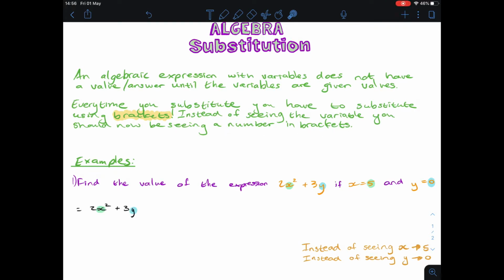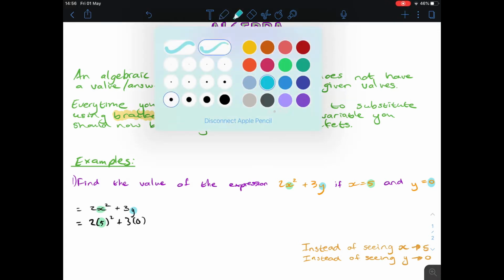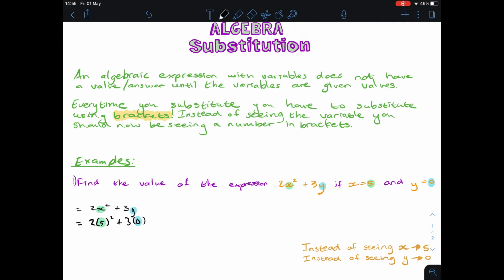So for example 1, it says find the value of the expression 2x squared plus 3y if x is equal to 5 and y is equal to 0. So instead of seeing the x, I need to see a 5. And instead of seeing a y, I need to see a 0. So this is then 2, and then in x's place, I need to see a 5, and then it's 5 in brackets squared. So the 5 is then in place of the x. Then it says plus 3, and instead of the y, I need to see a 0. So the 0 is replacing the y.